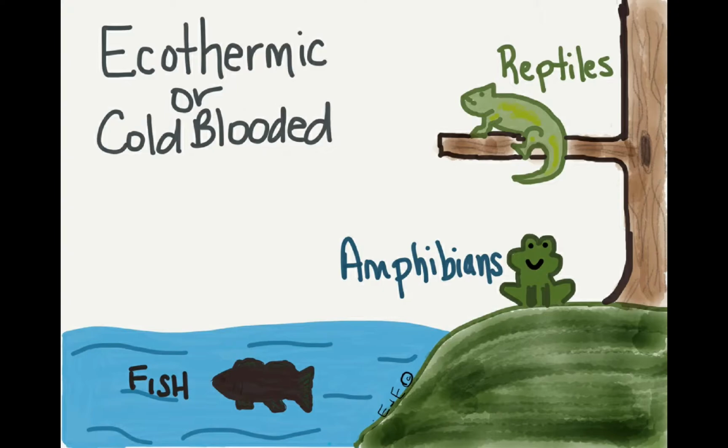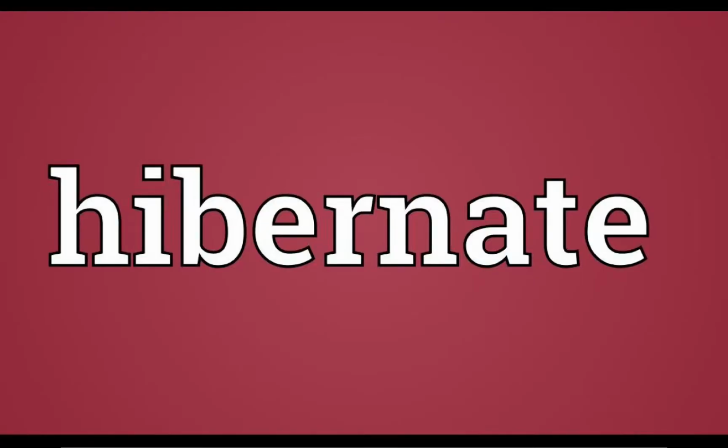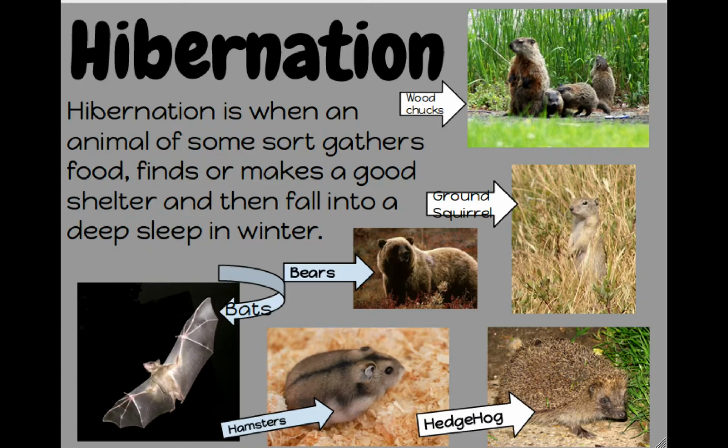Now, the body temperature of ectothermic animals, children, depends on the environmental temperature, right? They become very inactive in cold winter temperatures and they like to hibernate in order to survive. What do we mean by hibernate or hibernation? It is known as a winter sleep. At this time, the metabolism of the animal and the heart rate of the animal decreases.